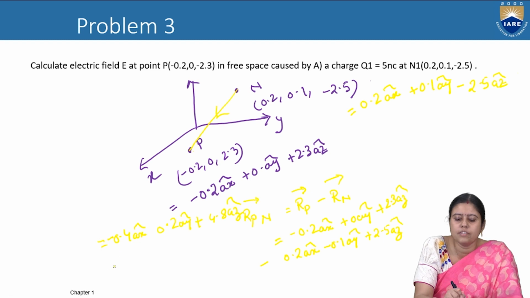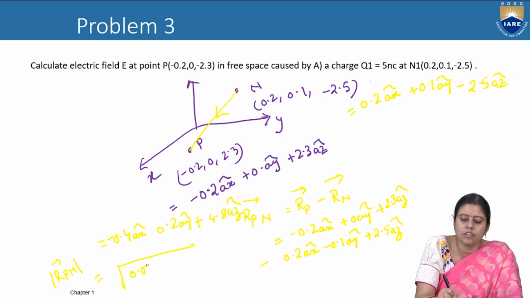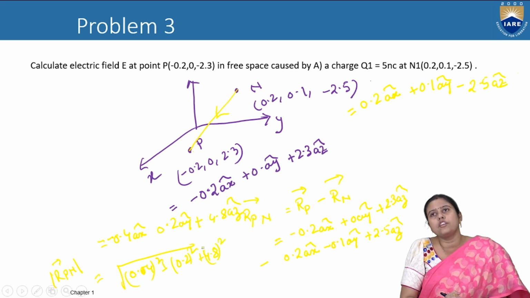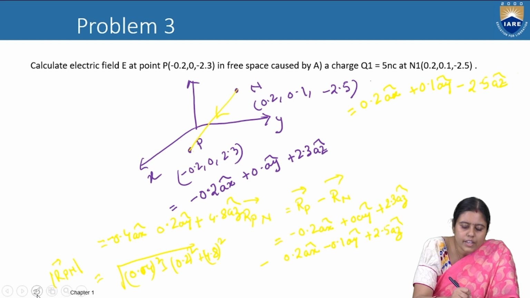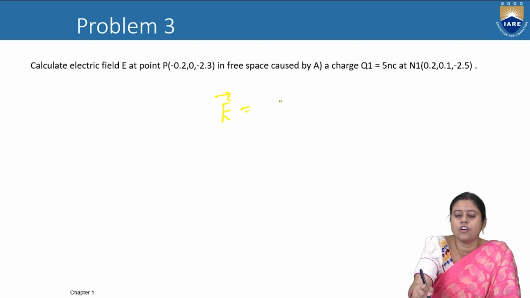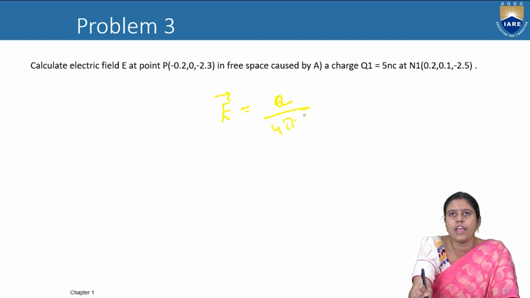So what is its magnitude? The magnitude of this line is 0.04 square plus 0.2 square plus 4.8 square. So this is similar to the Coulomb's law. Then how to calculate the intensity? The intensity E is equal to Q by 4 pi epsilon R square AR. So what is the value of Q? Q value is given as 5 nanocoulomb.